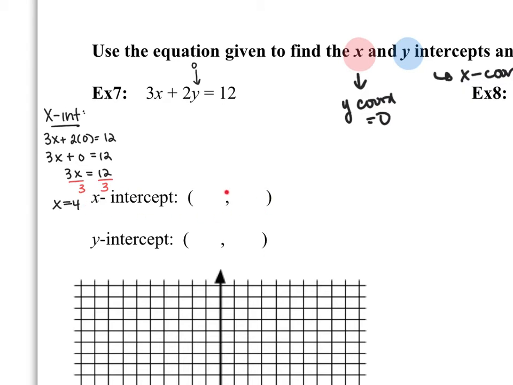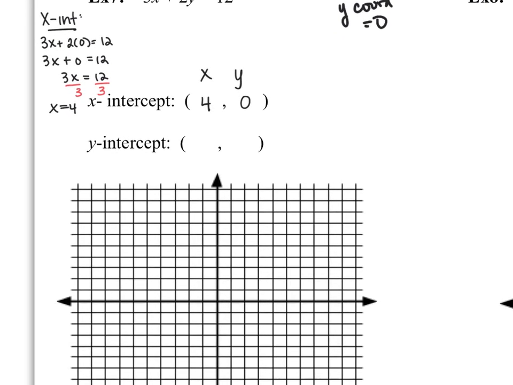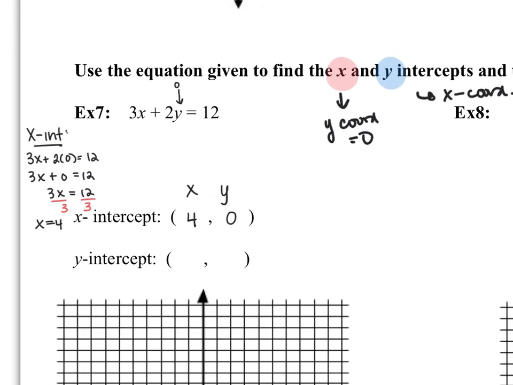I'm going to put that information in this ordered pair. Remember, ordered pairs go x comma y. I just found that the x value is 4, and the y value, the number in the place of y that caused that to happen, was 0. So this is the ordered pair (4, 0). Then I can come down to my graph and go 4 to the right, 1, 2, 3, 4, up 0, and put that point.